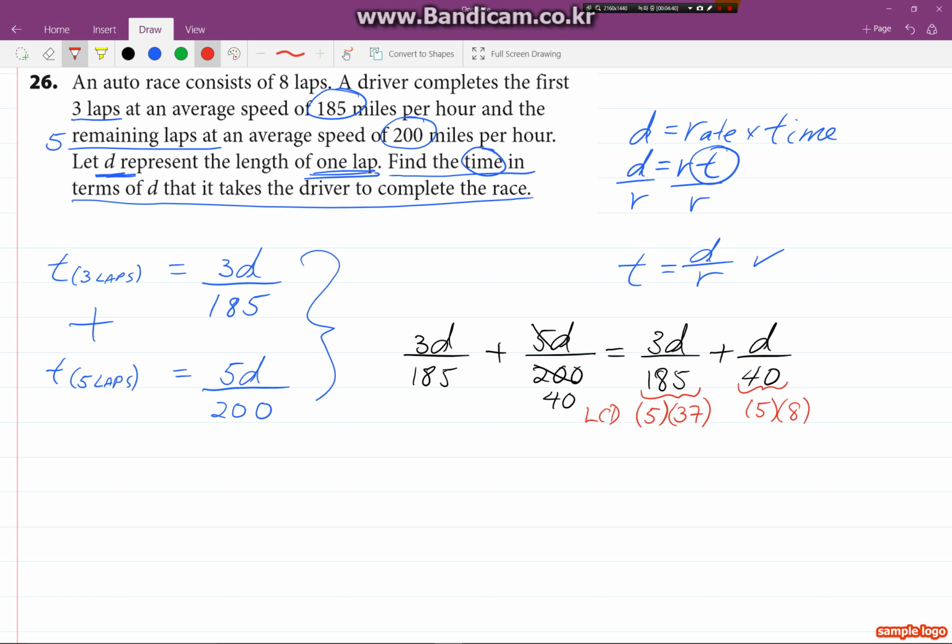You could go with 4 and 10 or 2 and 20, but remember, we want to cancel out one of the factors, so try to use the same factor, 5. Okay, so now we have the same 5, so I'm going to cross out one of them. My LCD now is 5, 37, and 8.